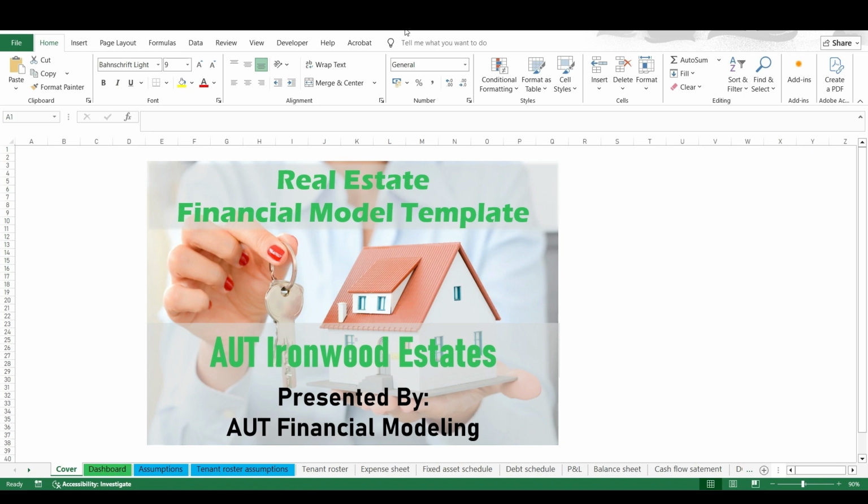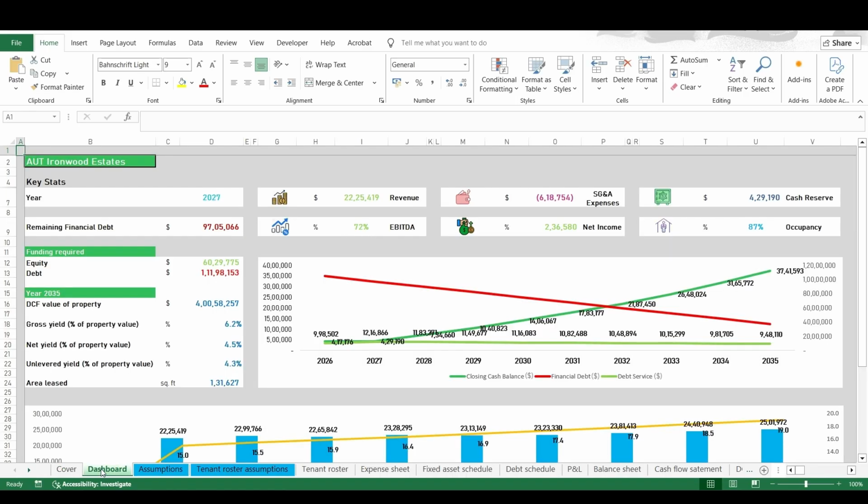So I'll walk you through each of the sheets that are there in this model and explain how this works and how the assumptions need to be input so that we can get the desired output. First I'll start with the dashboard. In this dashboard there are certain metrics and some of the valuable outputs that one would like to see if they have invested in a real estate project. What I'll do is walk you through the assumptions first, then we'll come back to this dashboard.